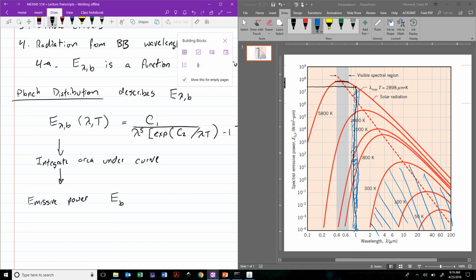Okay, and I think that uses up pretty much all the time we've got for today. What we're going to talk about is how, right, this idea of a black body is sort of the basis for talking about real surfaces. So everything else is based on its comparison with a black body, and we'll talk about that on Friday.